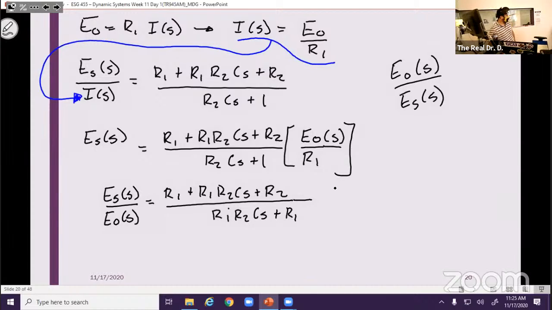If you go back up to that equation at the very top, right there, the E of S over I of S equation, there should be no R1 in that denominator. I'm batting 1,000 with these right now. Right? This is Hall of Fame numbers.